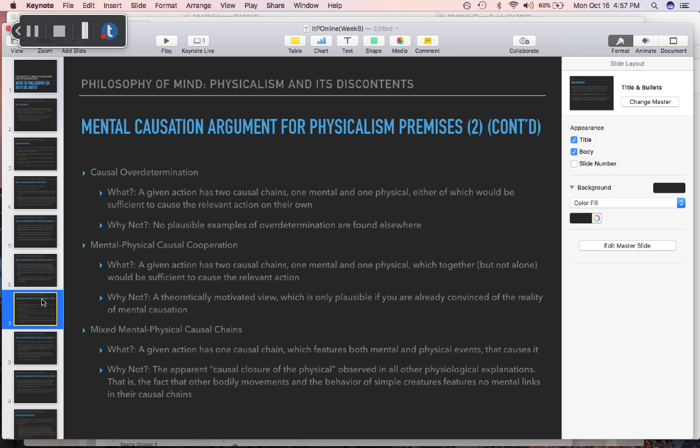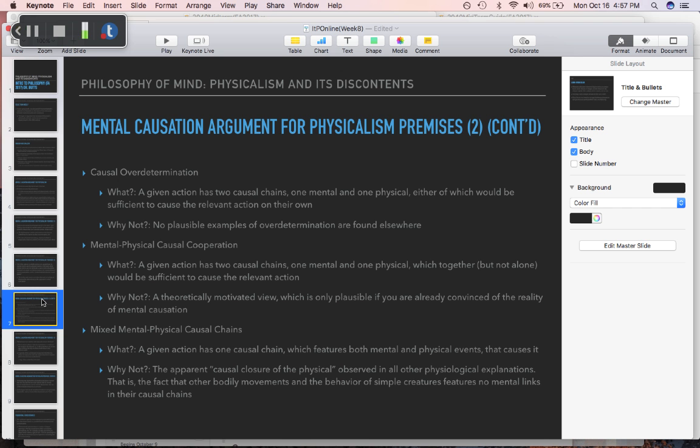Let's go through them in order. Causal overdetermination, right? So determination just means if one thing determines another, it makes it happen. It makes it the way it is. Overdetermination means that there is more stuff than is necessary to make something the way it is. So something is causally overdetermined when a given action has two causal chains, one mental and one physical, either of which would be sufficient to cause the relevant action on their own.